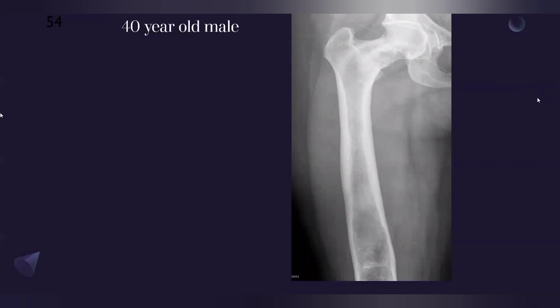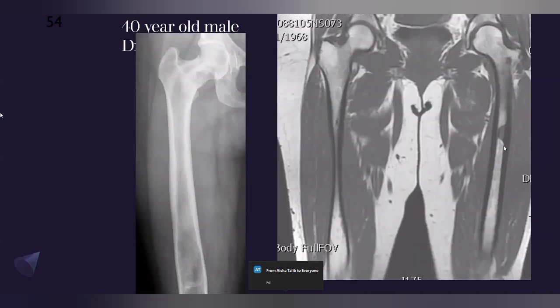And this is just a case of multiple lucent lesions with ground glass densities and expansion in a 40-year-old. So this is basically a fibrous dysplasia. The reason I showed you this is because of its association. This is polyostotic fibrous dysplasia.